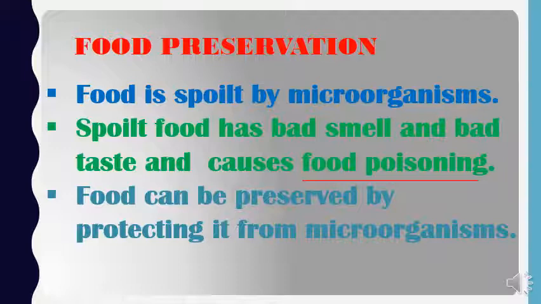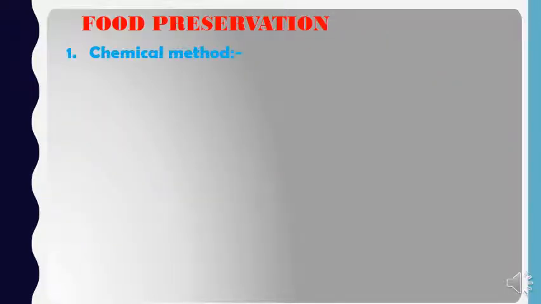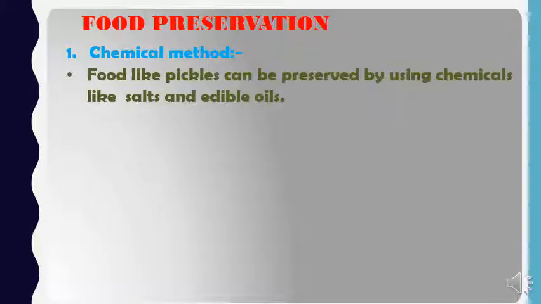Food can be preserved by protecting it from microorganisms. So now we shall be understanding and learning about various food preservation techniques. Food preservation means how to conserve, how to save, how to protect food from getting spoiled. The very first technique is the chemical method. Food like pickles can be preserved by using chemicals like salt and edible oils.